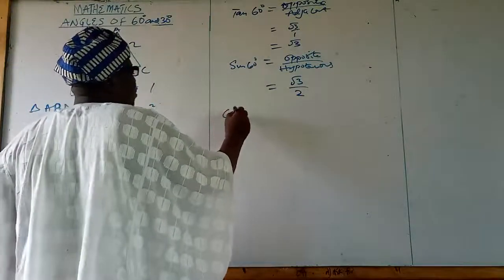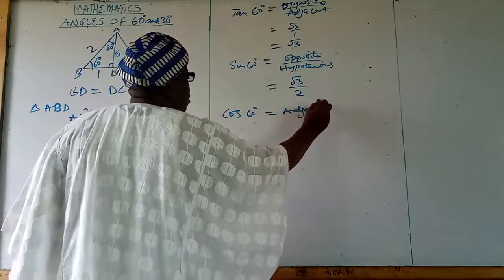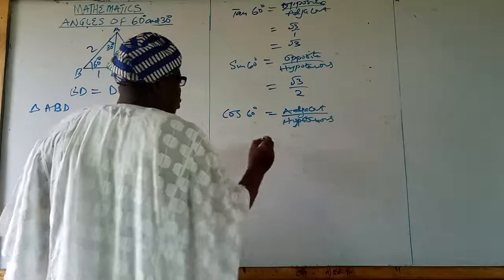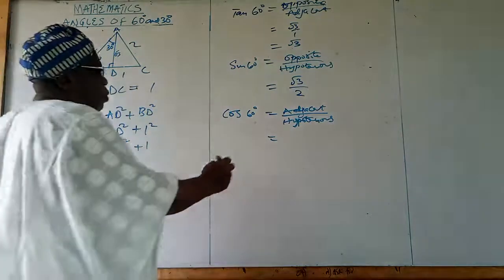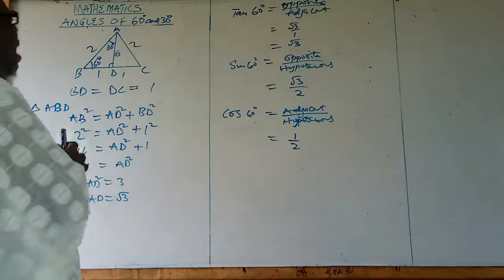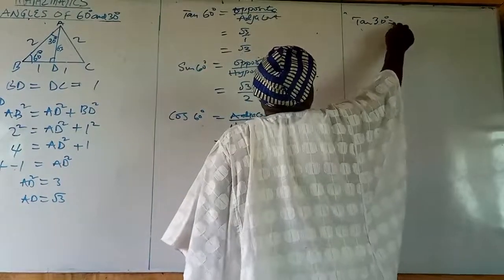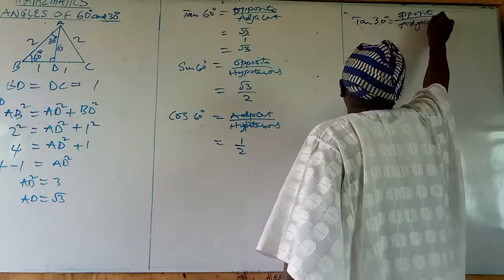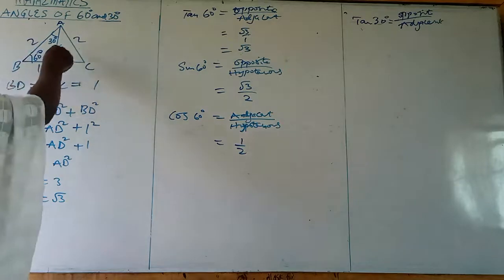So cos 60 is equal to adjacent over hypotenuse. The adjacent is 1 and the hypotenuse is 2, so cos 60 is equal to 1 over 2, which is half. Now for angle 30, tan 30 is equal to opposite over adjacent. The opposite to angle 30 is 1 and the adjacent is root 3.